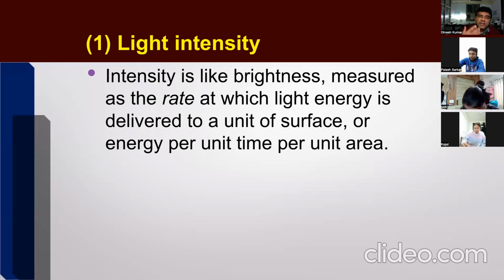Okay. It is measured as the rate at which light, which is also considered a form of energy, is delivered to a unit of surface, a unit area, or energy per unit time per unit area. So this light will fall on all parts of the earth.